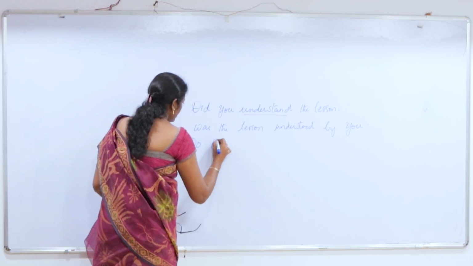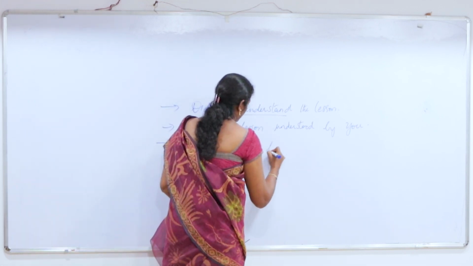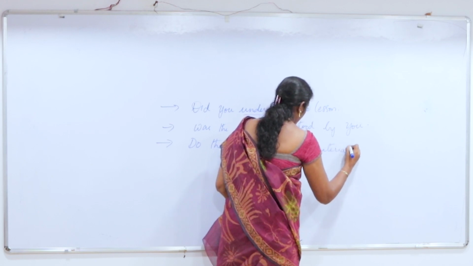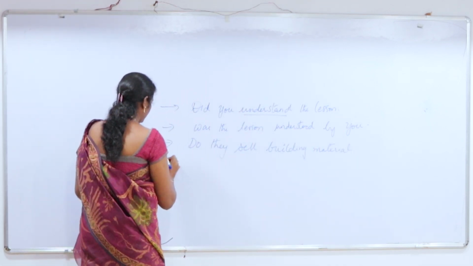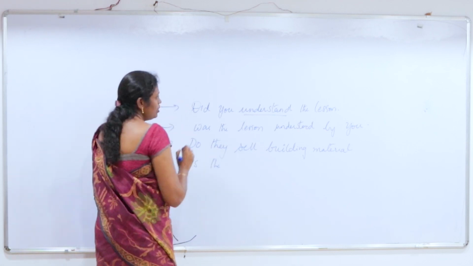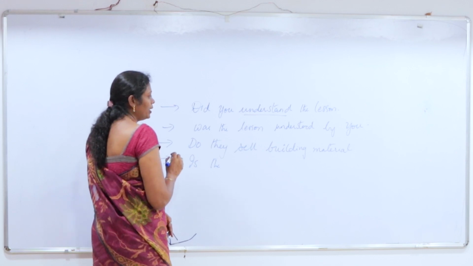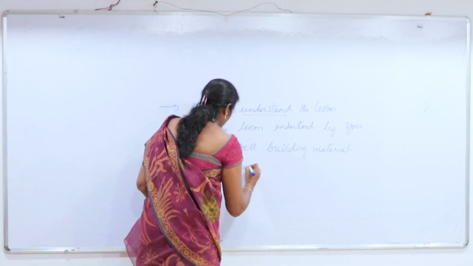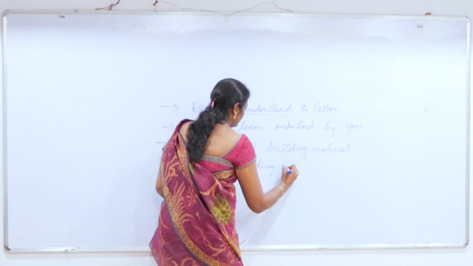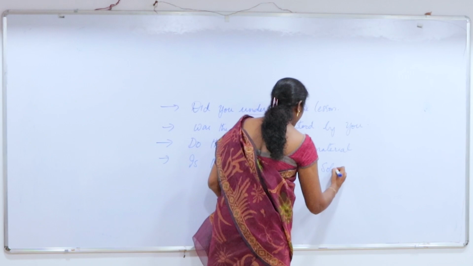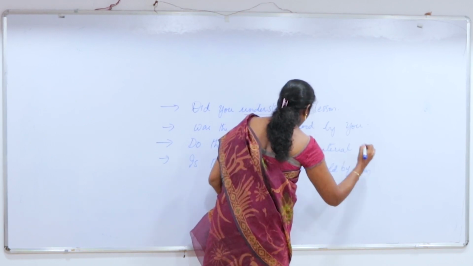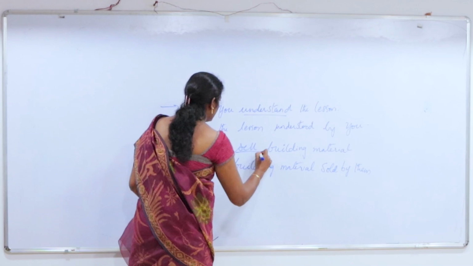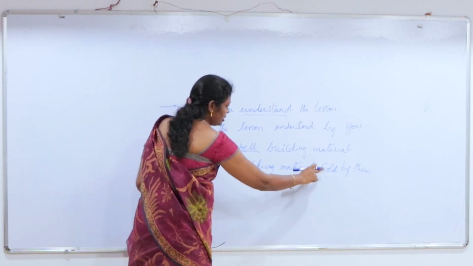So next is, do they sell building material? Again you have to check with the subject and the object, guys, very important, whether it is singular or plural. Based on that we have to use the verb here. Very simple, is the building material sold by them? I hope you have noticed here. Do they sell building material? Sell. So is the building material sold by them?